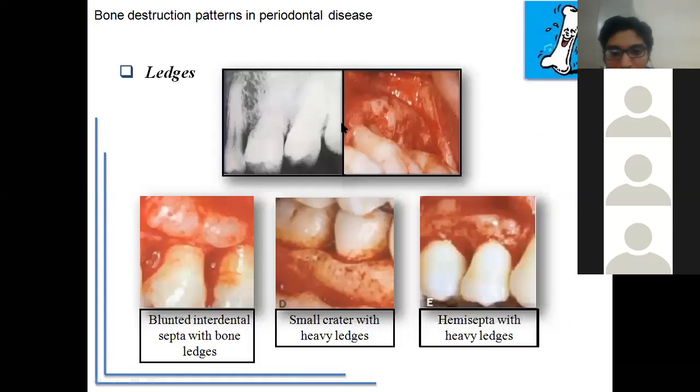This is an example of ledge. Ledges are plateau-like bony margins. So in the first picture, you see the blunted interdental septa with bony ledges. Bony ledges are plateau-like margins which lead to accumulation of plaque. In the second one, we see a small crater in the interproximal area along with heavy ledge, right? And third is hemisepta with heavy ledge. So ledge is a plateau-like bony margin.